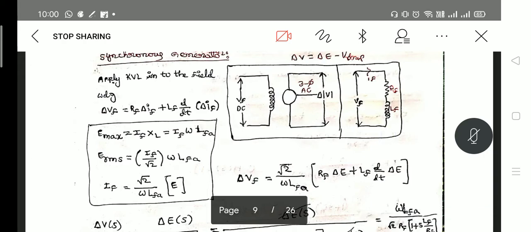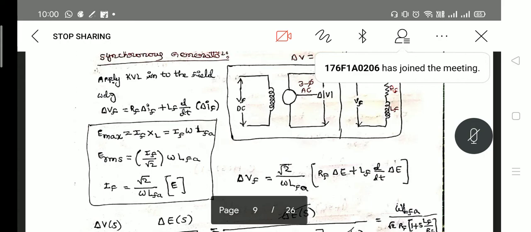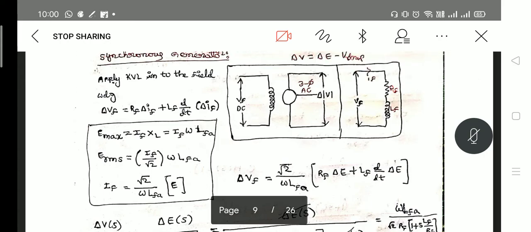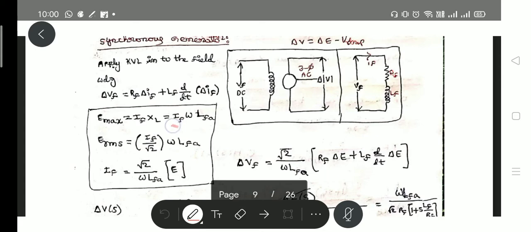We know the formula from the synchronous generator: E max equals If into XL. Here XL is 2 pi fL, or omega L, right? So I am taking If into omega LFA. From this I am taking ERMS.